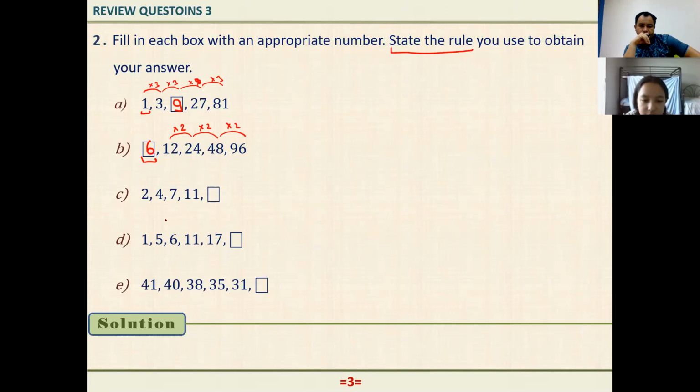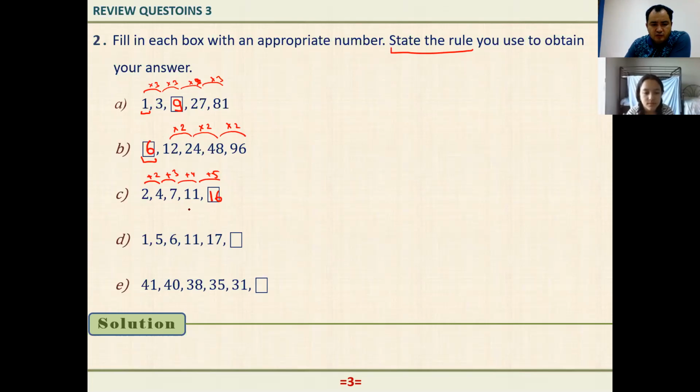Wait, 11, 2, 7. Okay, here the difference is plus 2. Here the difference is plus 3. Here the difference is plus 4. So here the difference must be plus 5 then. 2, 3, 4, 5. 2 plus 2, 4. 4 plus 3, 7. 7 plus 4, 11. 11 plus 5, it is 16.